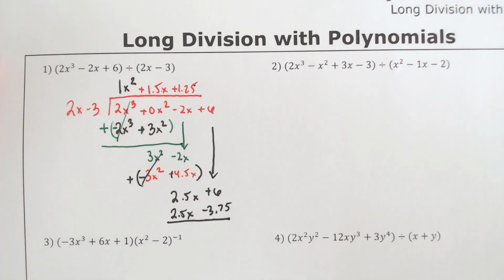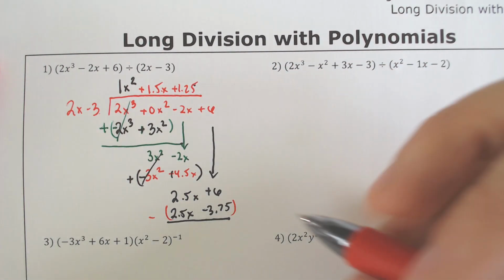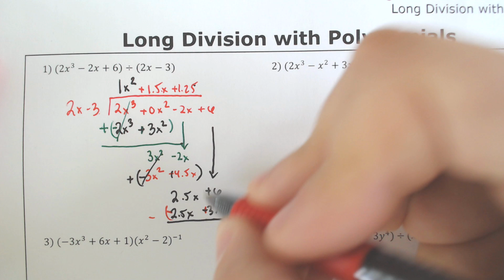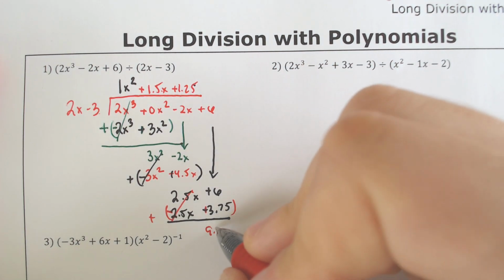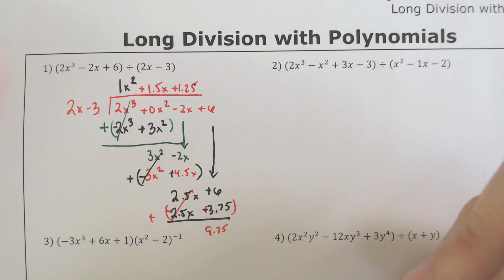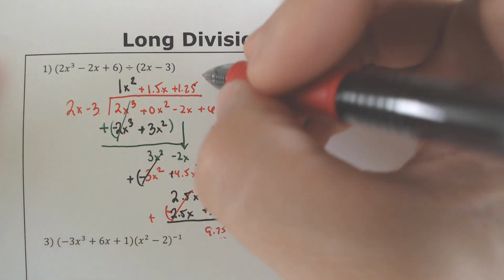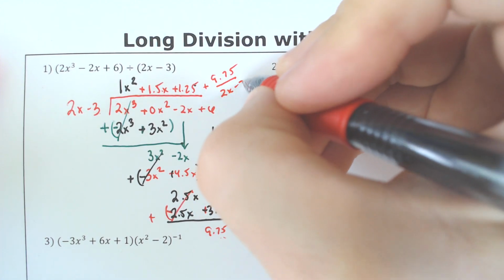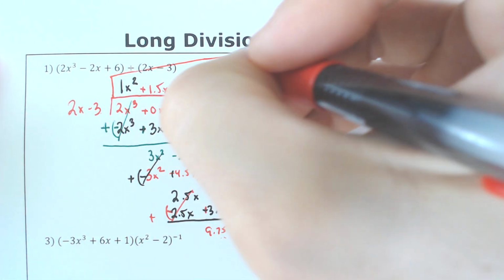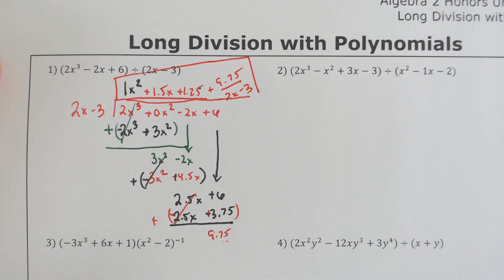And then we distribute our negative and add straight down. Change the sign, add straight down. This cancels, and we have a 9.75. That 9.75 is going to be the remainder because we can't divide that by 2x. So this is going to be plus 9.75 divided by 2x minus 3. Okay? Now, believe it or not, this one looked on the surface like an easier problem, but it turned into a harder problem.